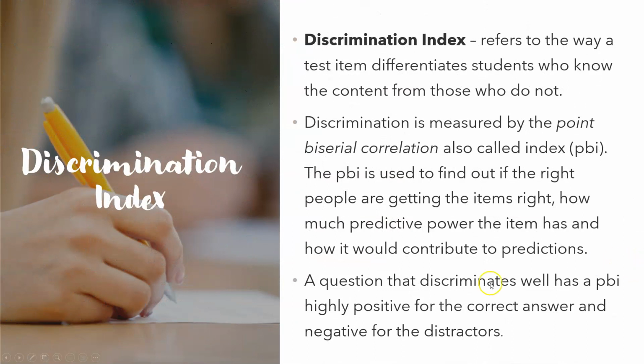Now, the discrimination index. This refers to the way a test item differentiates students who know the content from those who do not. Discrimination is measured by the point biserial correlation. It's also called the point biserial index, or just the PBI, and it's used to find out if the right people are getting the items right and how much predictive power it has. A question that discriminates well has a highly positive PBI for the correct answer and negative PBIs for the distractors.